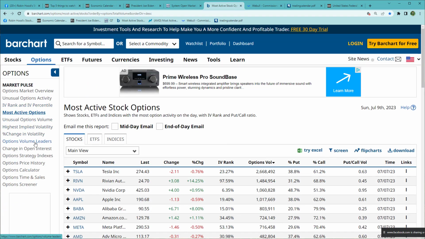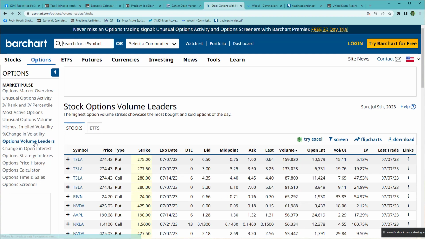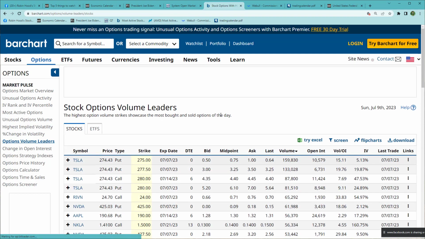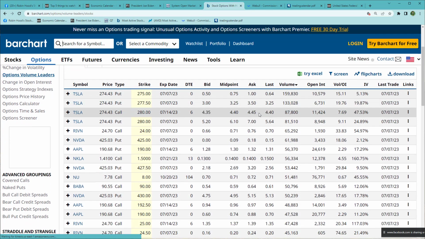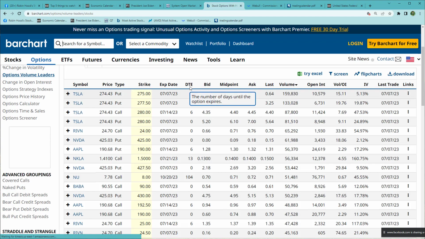If we go to the options volume leaders, now we can see the most active individual calls and puts. But when we're looking at it during the weekend or Friday, we want to make sure we're avoiding anything that's going to expire or has expired. The best way to look at that is under the DTE, which represents the days until it expires. It says 0, so the expiration date has already passed. So we want to avoid that.